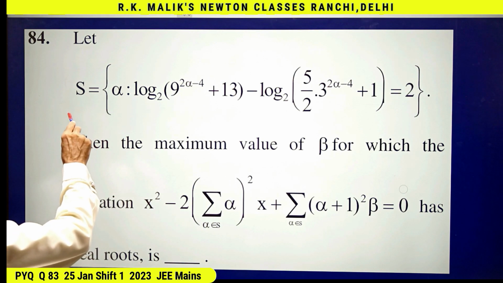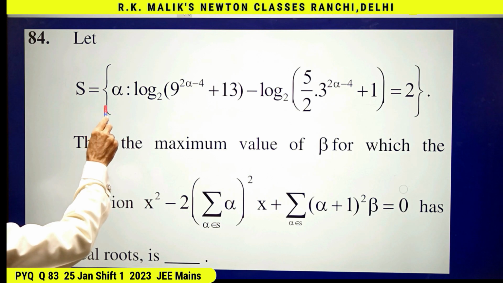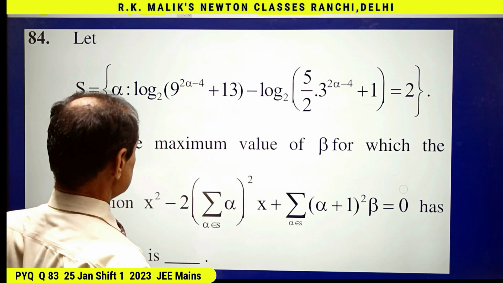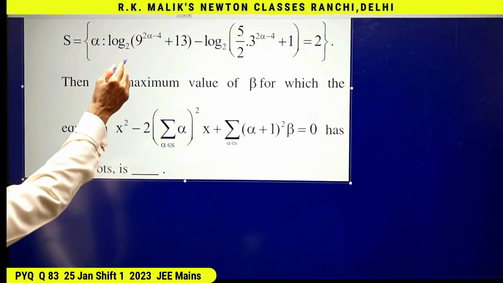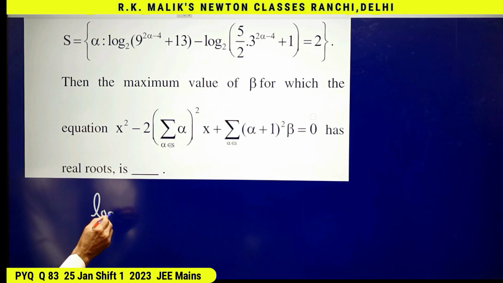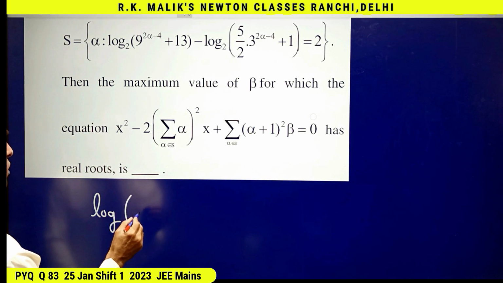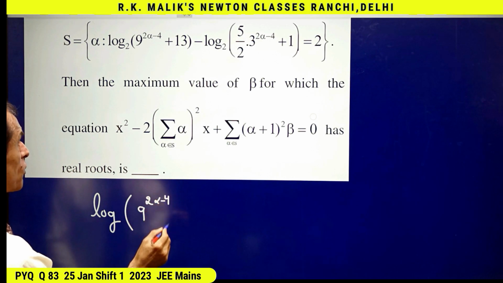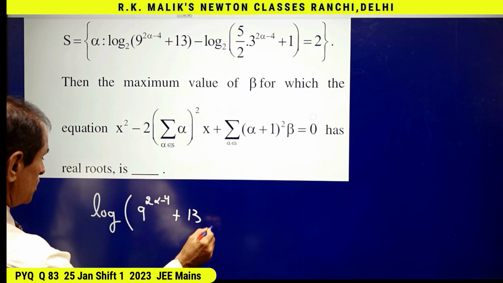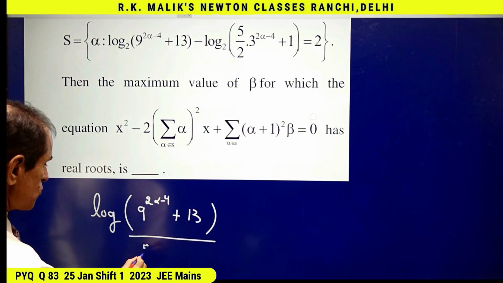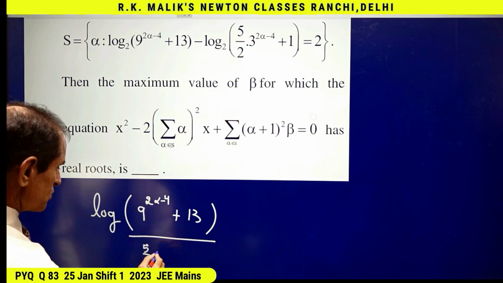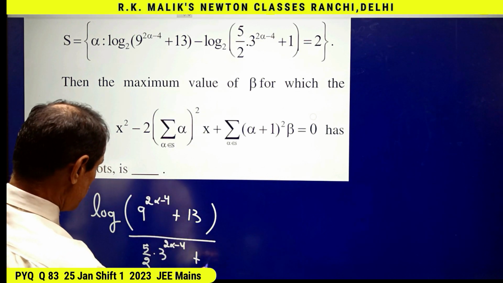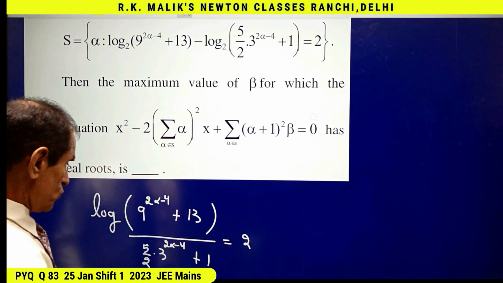First of all, as S is the set of all values of alpha for which this equation is satisfied, therefore first I simplify this equation. This can be written as log of (9 to the power 2 alpha minus 4 plus 13) upon (5/2 into 3 to the power 2 alpha minus 4 plus 1) is equal to 2.